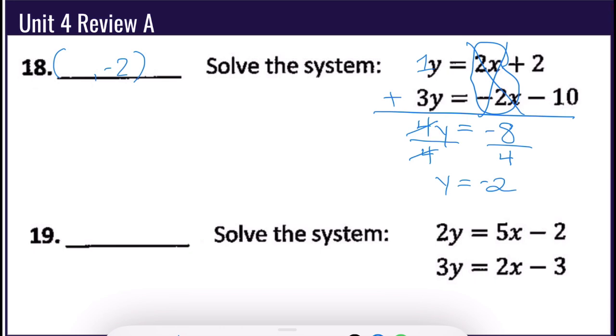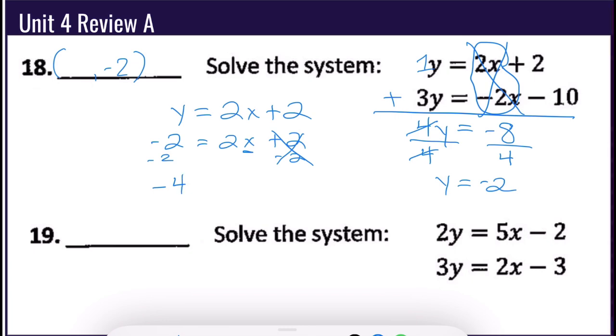Now I'm going to take that negative 2 and substitute it into one of the equations. So I have y equals 2x plus 2. And I'm going to put negative 2 equals 2x plus 2. And now I'm going to be solving for that x. I'm going to get rid of my constant first. So I'm going to minus 2 to make that go away, minus 2 to keep it even.